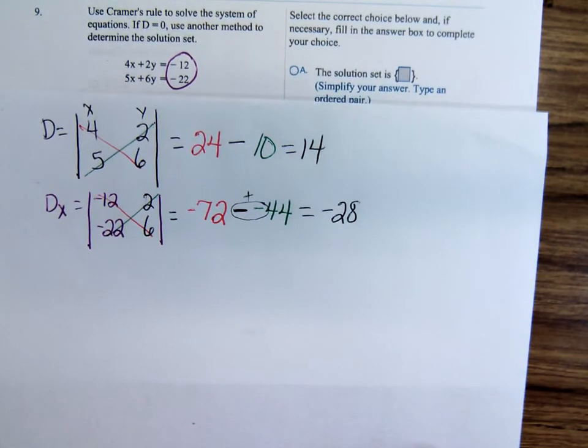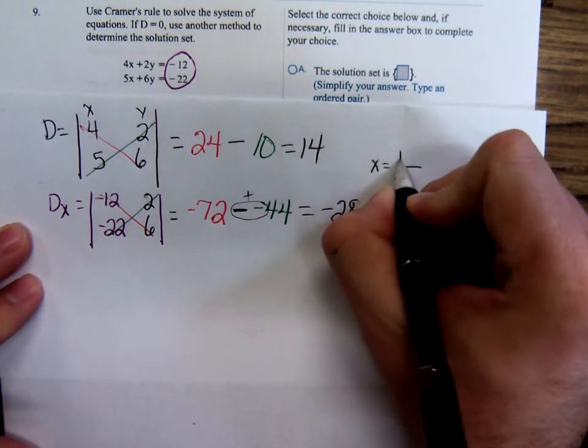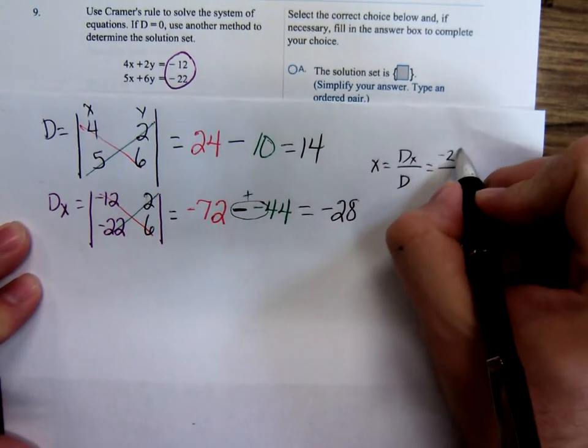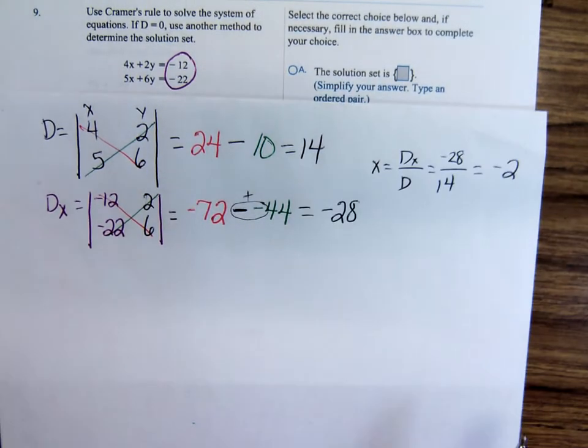So right now we know the solution for what? Yes, x. So x is dx over d, negative 28 over 14. So x is negative 2.